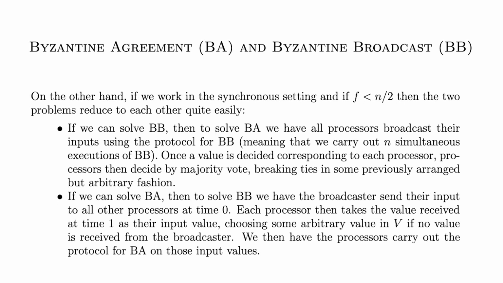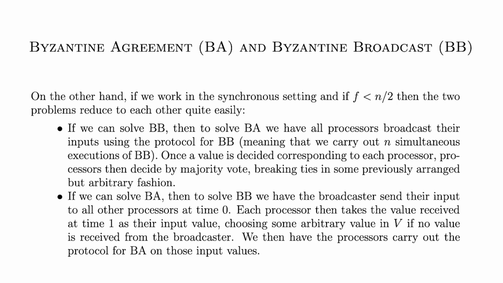The other direction is also quite simple. If we can solve Byzantine agreement, then to solve Byzantine broadcast, we just have the broadcaster send their input to all of the processors at time 0. If we're in the synchronous setting, then that should arrive by time slot 1. Each processor then takes the value received at time 1 as their input value, or if they didn't get anything because the broadcaster is not honest, then they just make something up. Then we just have the processors carry out a protocol for Byzantine agreement on those input values. Is that clear?